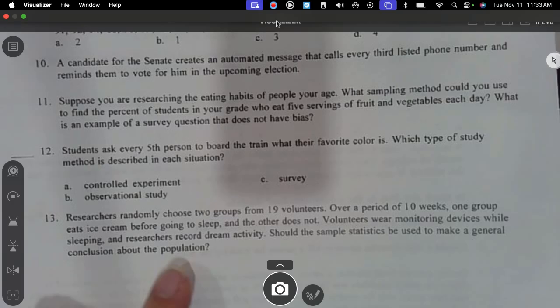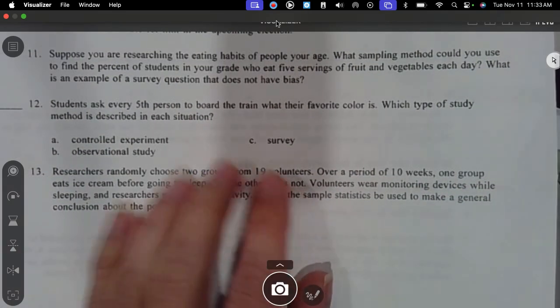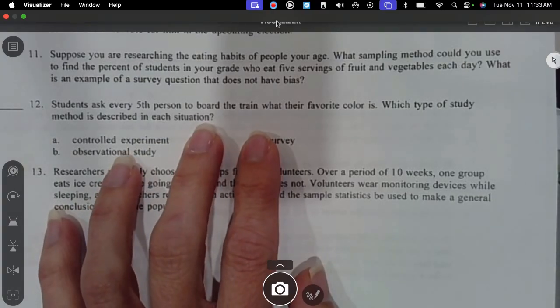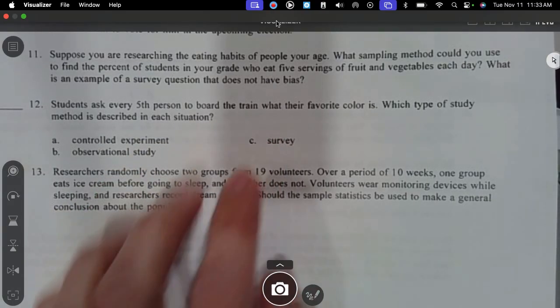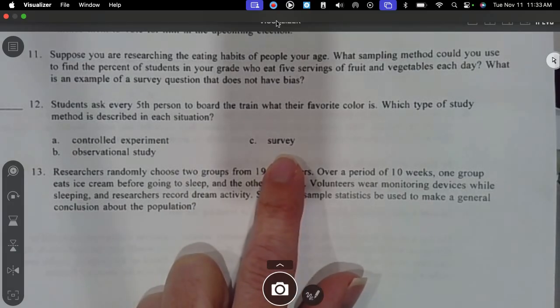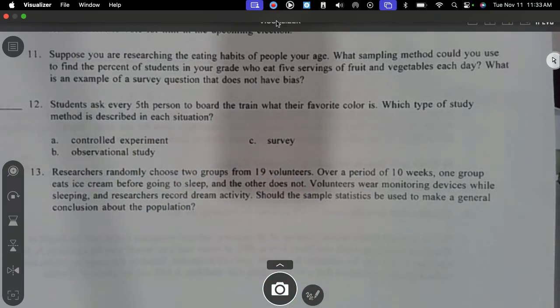Okay. Students ask every fifth person to board the train what their favorite color is. Now, I know that that is systematic, but that's not what it's asking. Which type of study method is described in each situation? It is a survey. They're asking a question. They are taking a survey. Remember, a controlled experiment is when you divide it into two groups. You make them do something different. And observations is where you watch it.